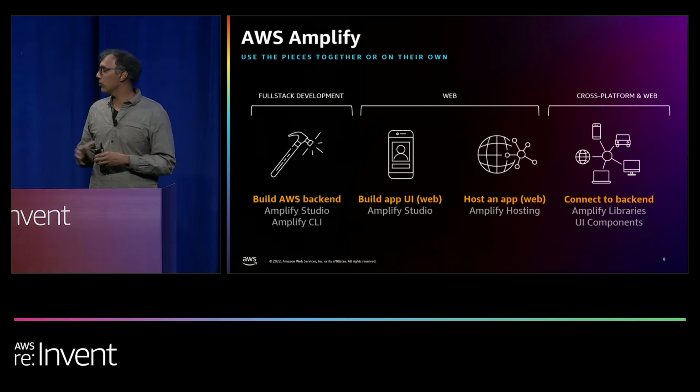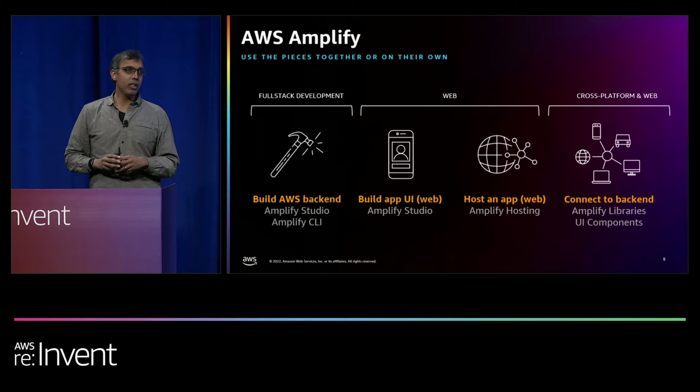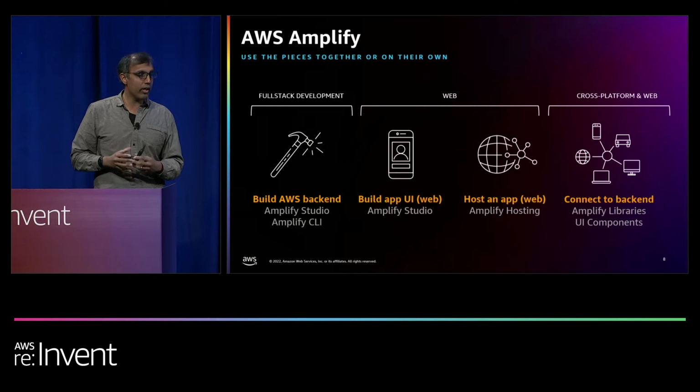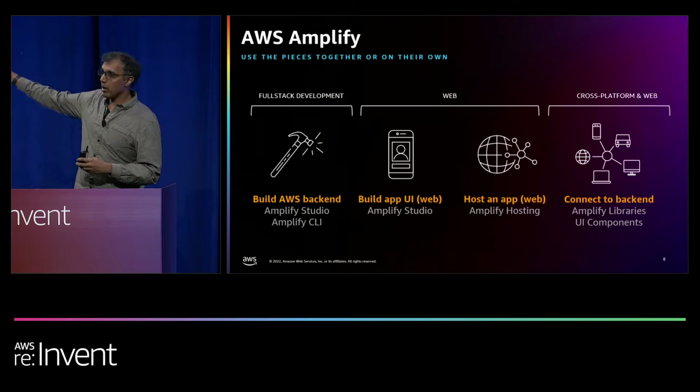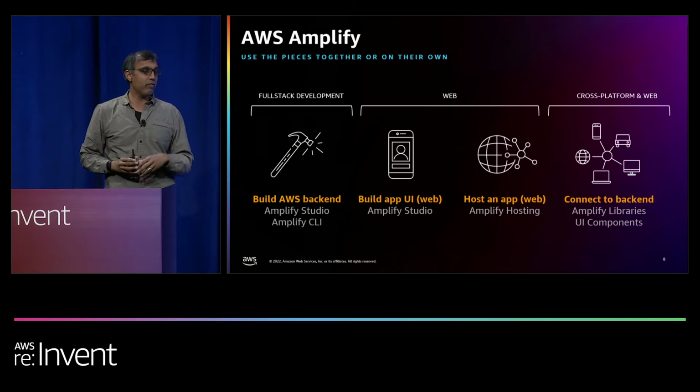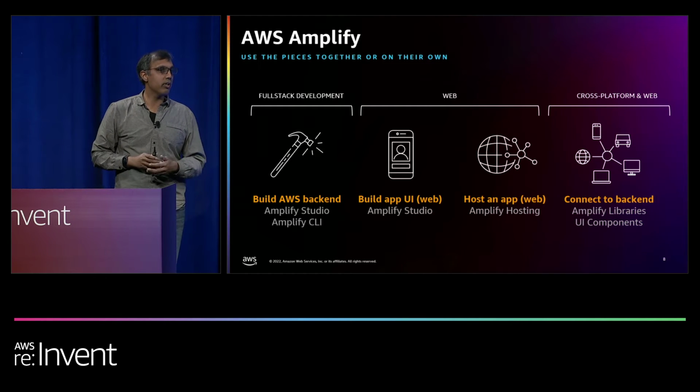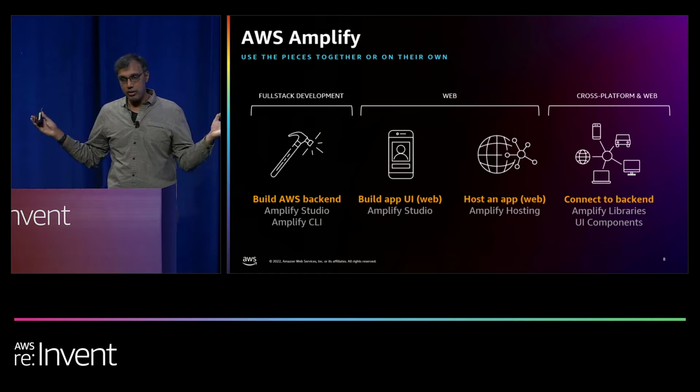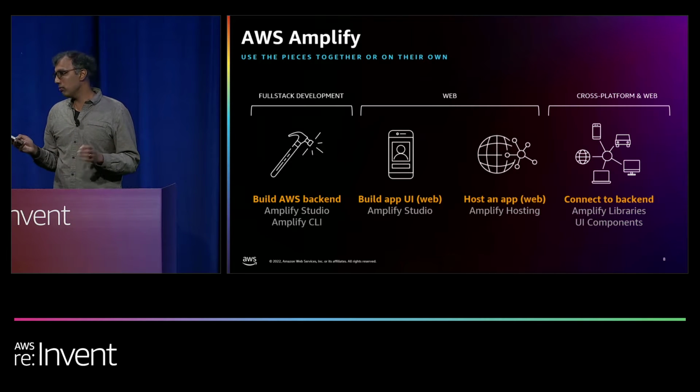So we have a lot of customers, for example, using Amplify Hosting and nothing else Amplify. That's totally fine. We have other customers maybe using the Amplify libraries and UI components, but they've built their backend using some other tooling like CDK. And that's totally fine. So these tools can be used together, or they can be used on their own. Both approaches totally fine.